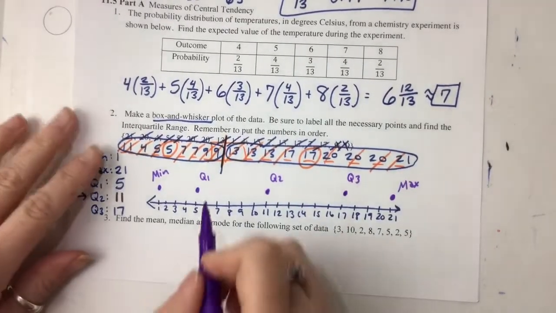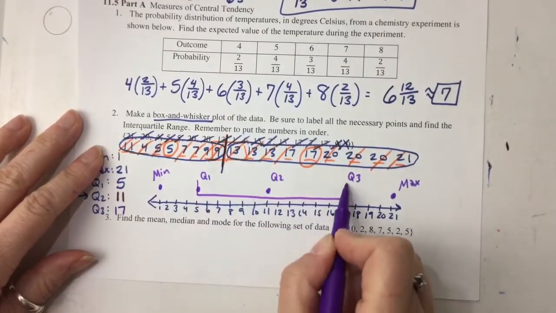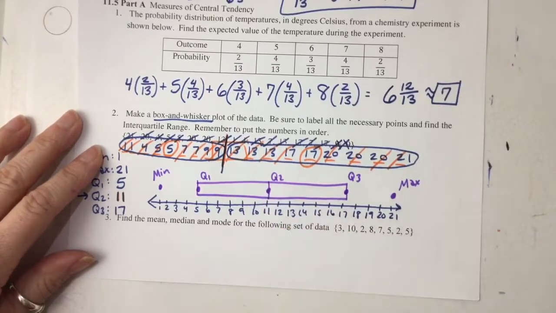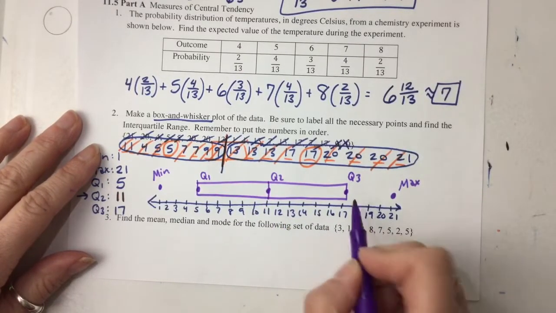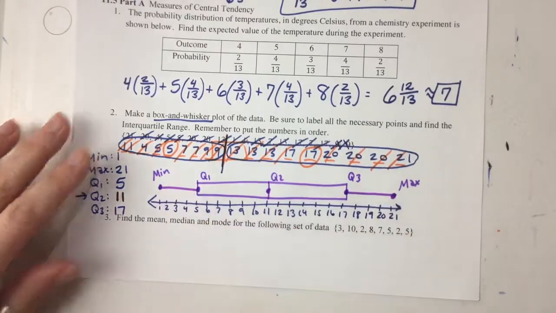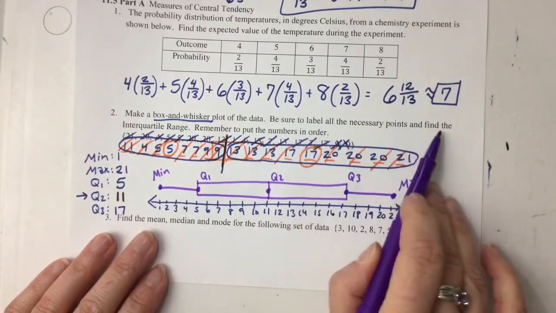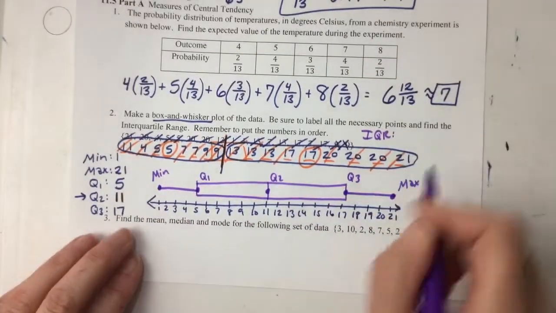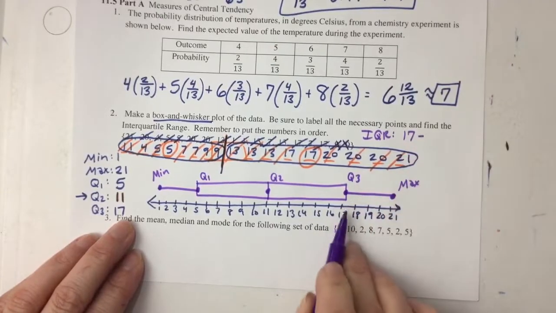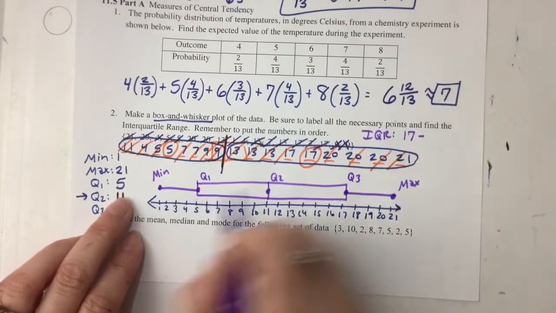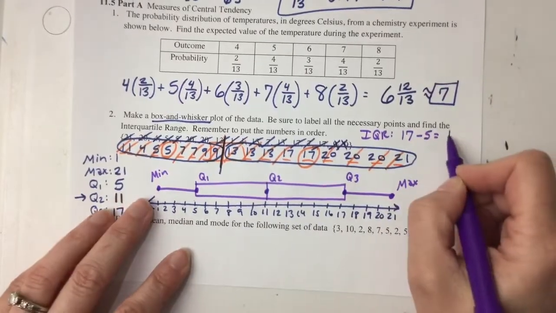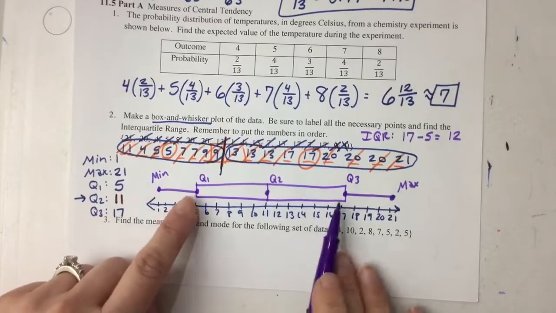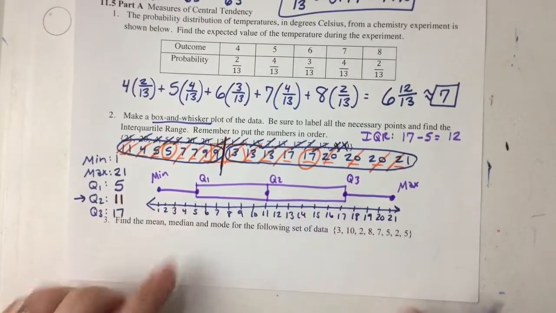What happens here is now you can go ahead and make your box and whisker plot. The box goes from Q1 to Q3. The median, so you put a line down Q2. Connect the whiskers. It says be sure to label all the necessary points. Find the interquartile range. Remember, interquartile range means you take your third quartile minus your first quartile. So 17 minus 5 is 12. That tells you how many units there are between, or how many units long is the box.